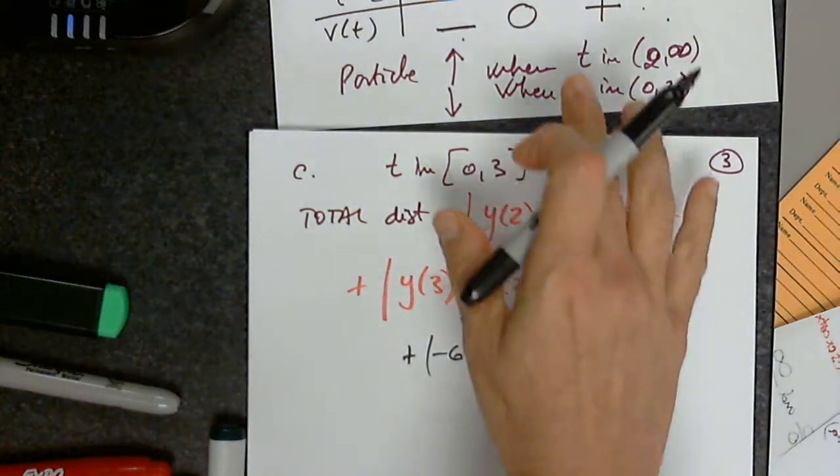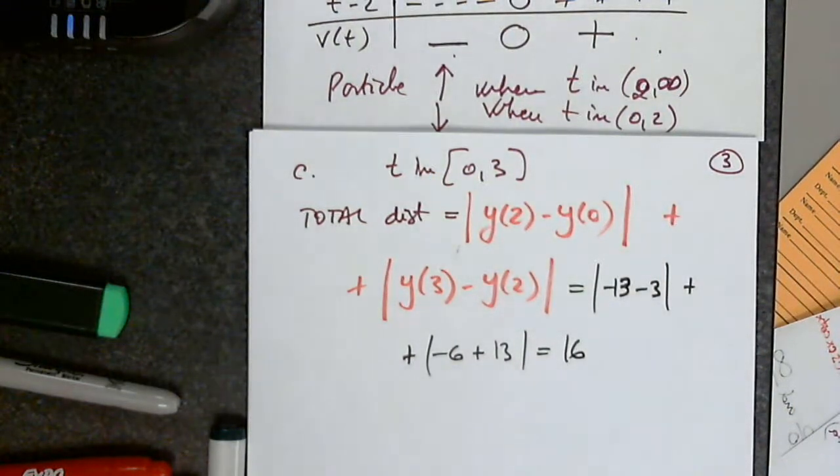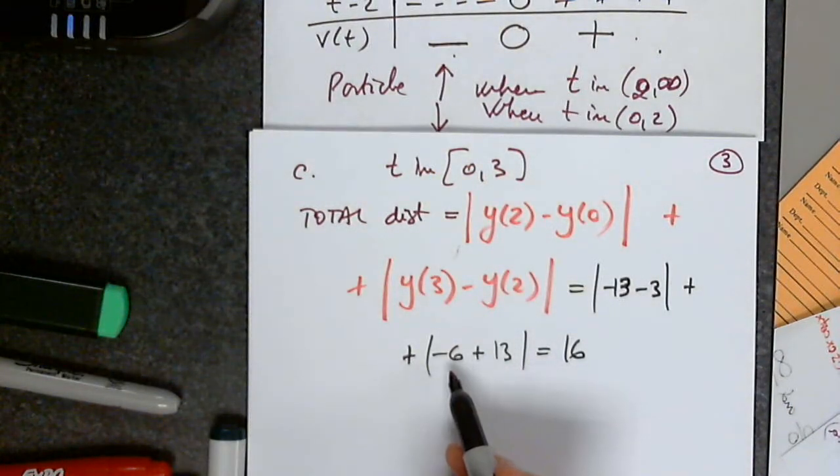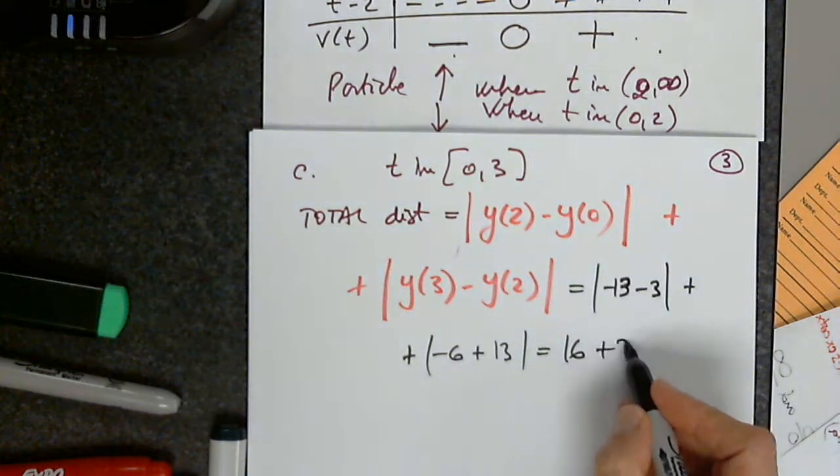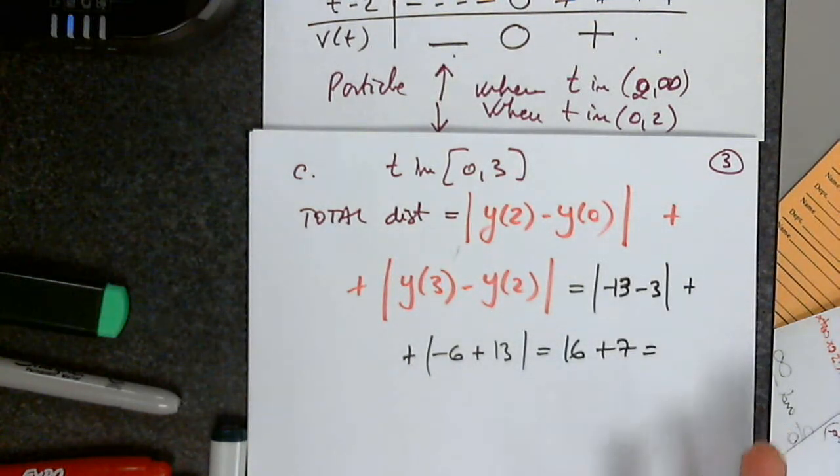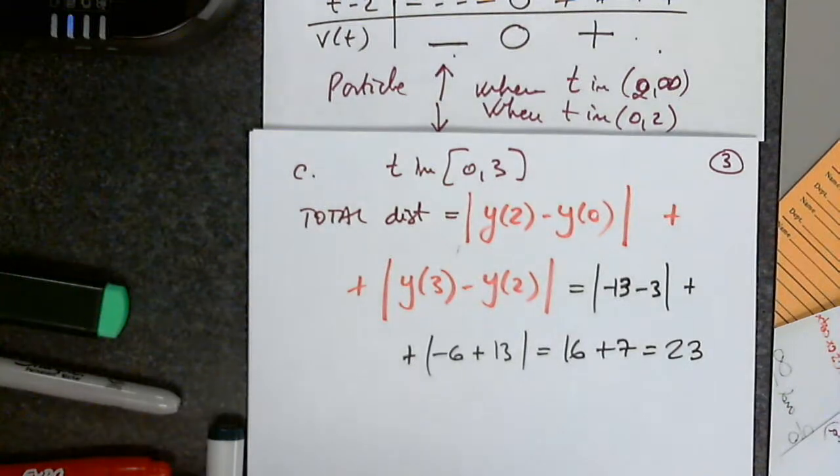So negative 13 minus 3 is negative 16. The absolute value is 16. 13 minus 6 is 7. The absolute value is 7. So the total distance covered by this particle is 23.